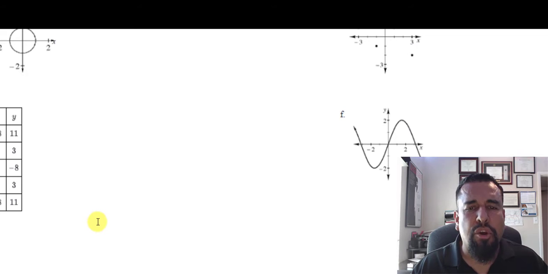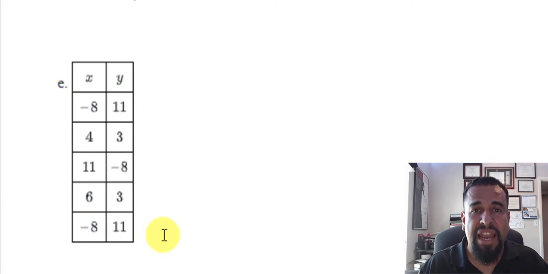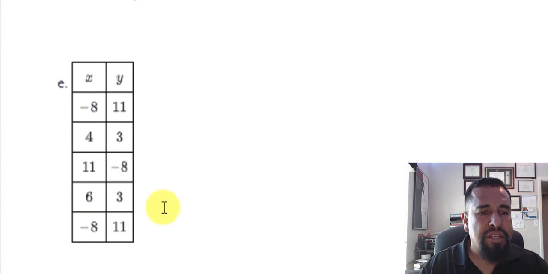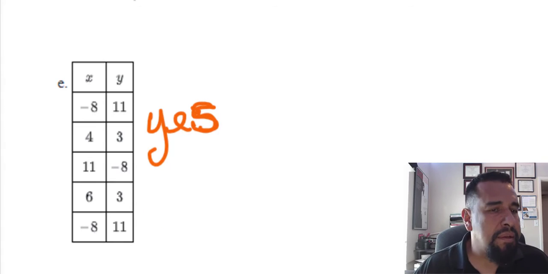All right, let's go ahead and skip the graphs and go straight to the next table. If we look at the table, this is just a vertical table, no big deal. So again, I'm going to focus on the x values right here. And I have a -8, 4, 11, 6, and -8. So the -8s repeat. The first -8 has an output of 11. The second -8 has an output of 11. So they both have the same output. So therefore, this is a function. Okay? It is a function. That almost looks like a 5. Woo! All right. Simple enough.